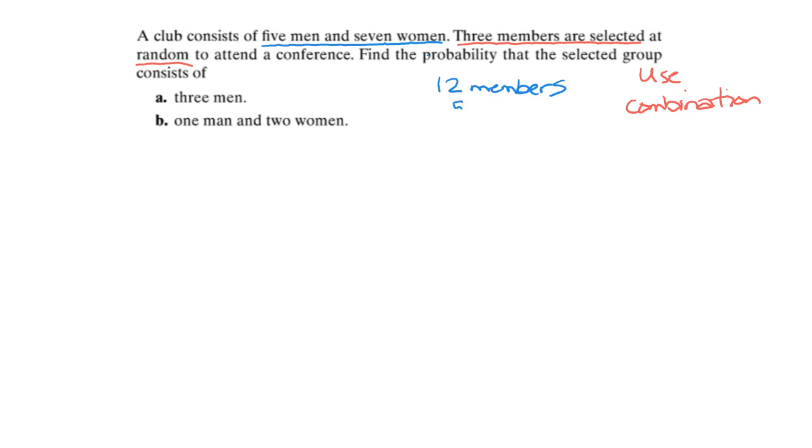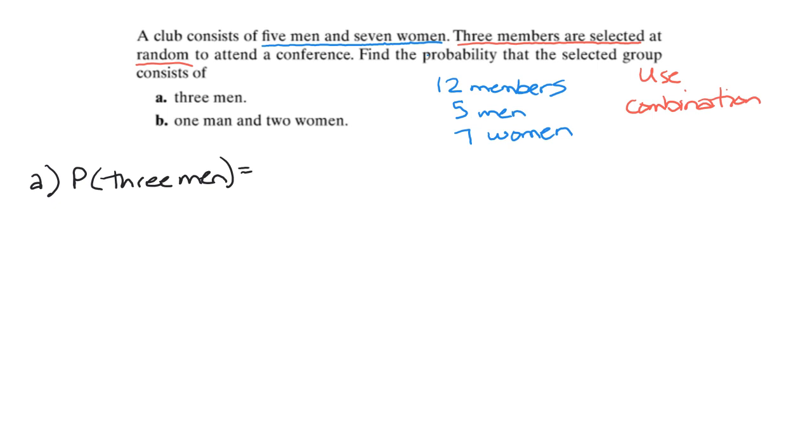Let me rewrite a few little details here. They'll keep us on track. And then we'll look at part A here. So part A is the probability of selecting 3 men.